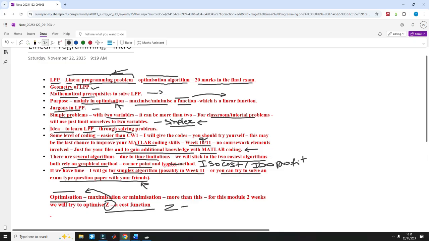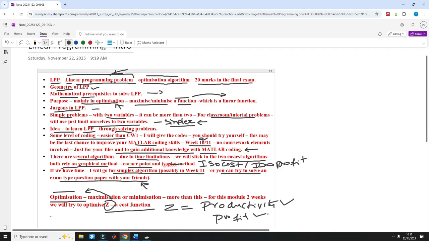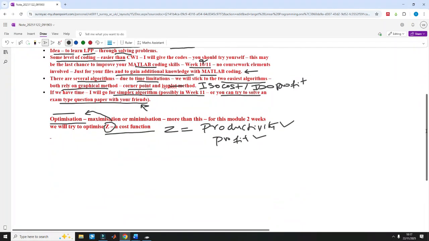From a chemical engineering point of view, this z can be, for example, your productivity, or it can be the profit. So we have to maximize either the productivity of the plant or the profit of the plant, subject to some constraints. If this function z is productivity or profit, we have to maximize it.